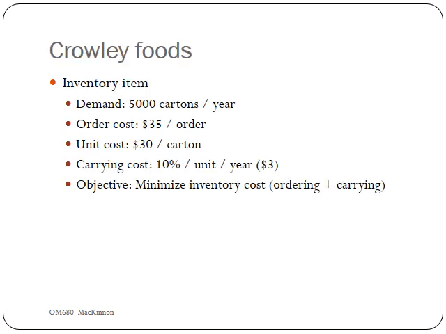So let's take a look at Crowley Foods. We have an inventory item that has a demand of 5,000 cartons per year. The cost is $35 for every order that we place. The unit cost is $30 a carton. The carrying cost or holding cost of inventory is 10% per unit per year, so in this case, it will be $3. Our objective is to minimize our inventory cost, which is the ordering cost plus the carrying cost.